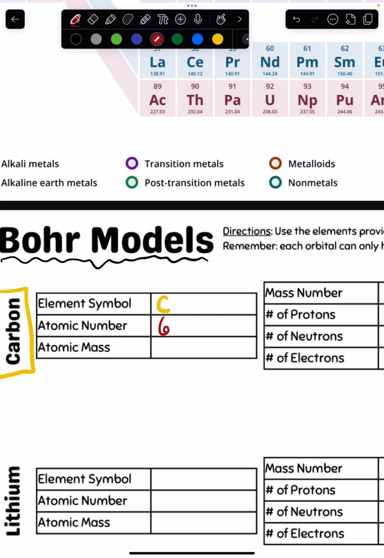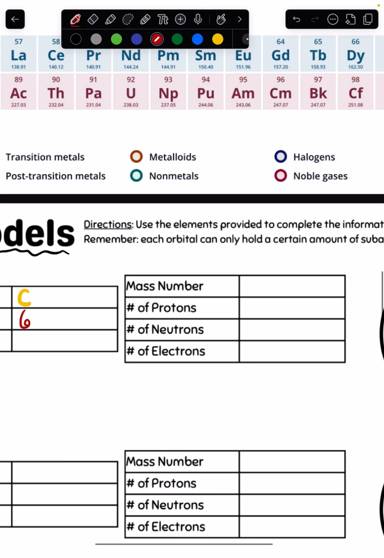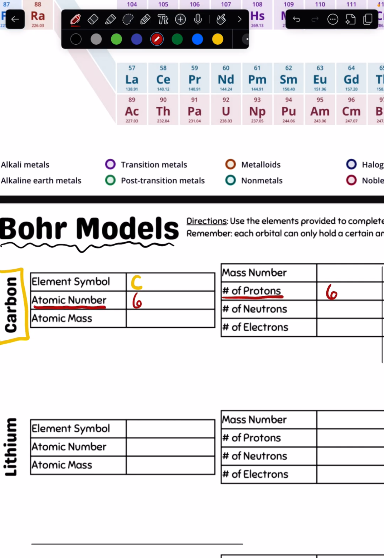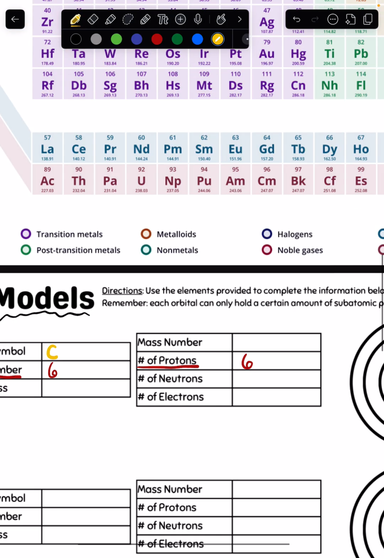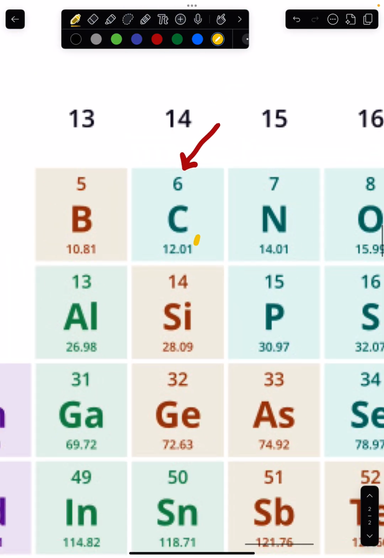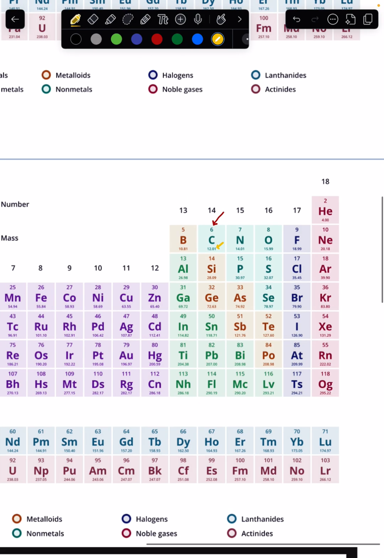If you remember, this atomic number is the same exact number as our number of protons. So this and this should always be equal. No exceptions. Now, for our atomic mass, let's go back to our periodic table. For the atomic mass, we can see this decimal here. Our atomic mass will always have a decimal.